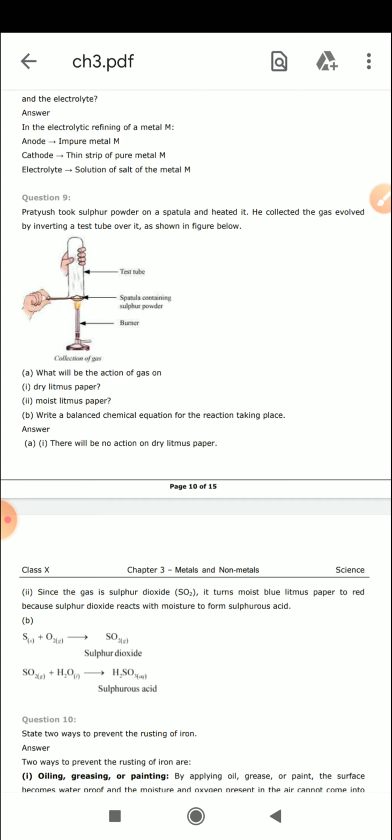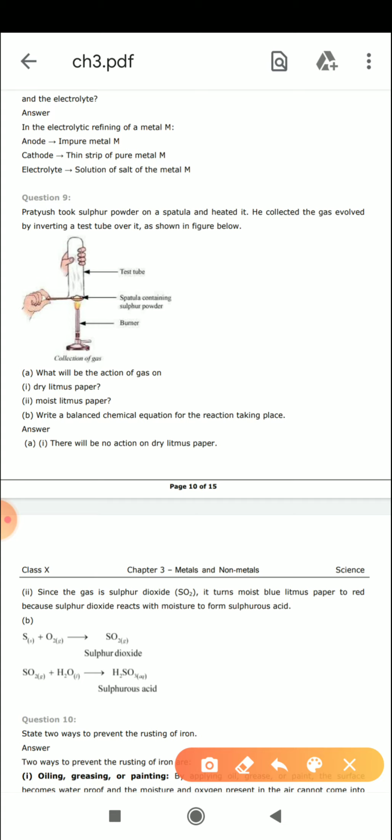Fine. On dry litmus paper there is no effect, as you know. On moist litmus paper there will definitely be an effect. If we bring blue litmus paper near the mouth of the test tube, it will turn red, because sulfur dioxide is an acidic gas made of a non-metallic oxide. Non-metallic oxide gases are acidic in nature. And the reaction you need to balance.